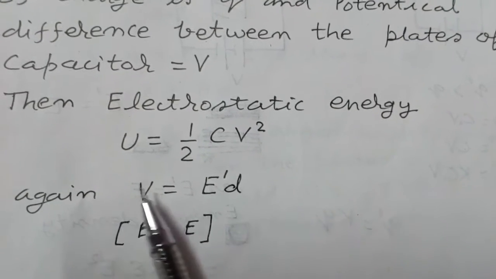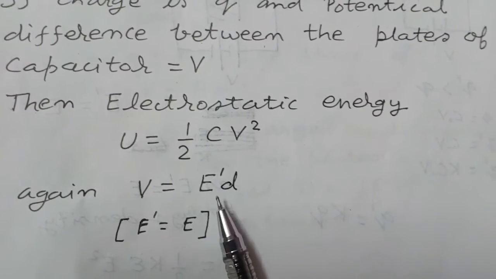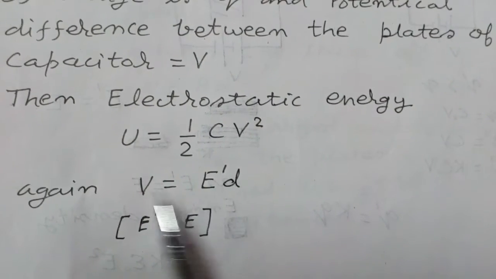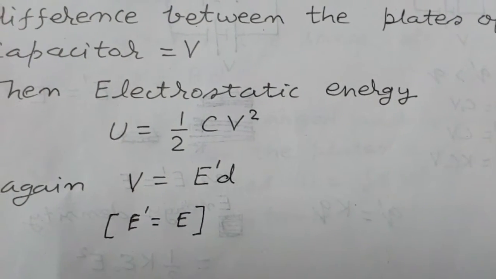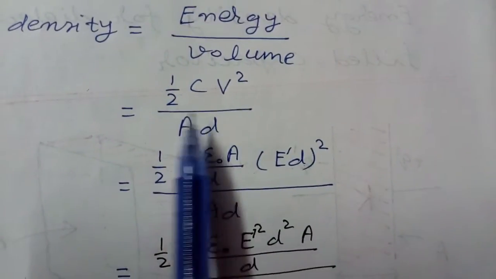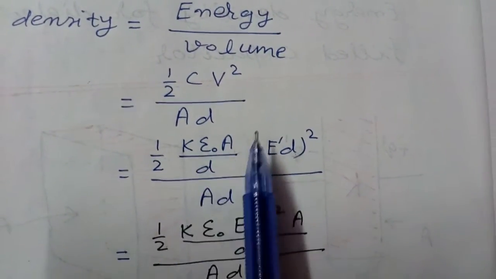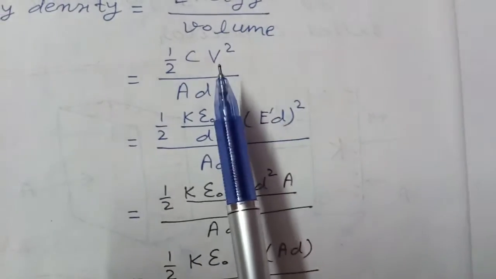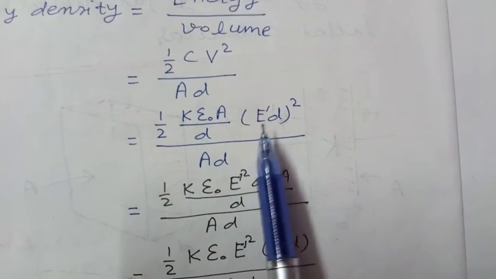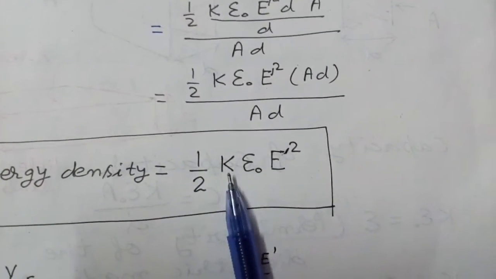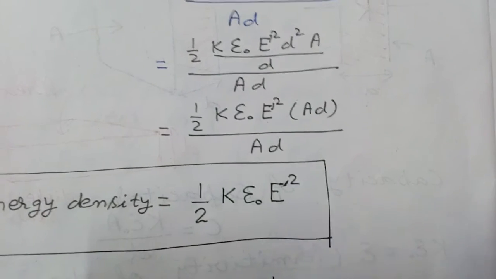So for the time being, suppose electric field intensity between the plates of the capacitor inside the dielectric is E dash, so V is equal to E dash into D. Now again, energy density is equal to energy upon volume. This is equal to half CV square upon AD. Put the value of C, K epsilon naught upon D, and in place of V, you write E dash into D and solve it. So we get energy density is equal to half K epsilon naught E dash square.